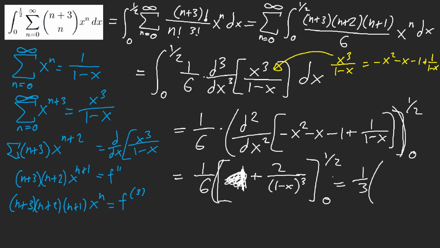Now I'm just going to take that 2, it becomes 1/3. Now we plug in 1/2, that becomes 8. And then plug in 0, that's 1. So our answer becomes 7/3, just like that. I believe that's correct. Yes, it is correct. Awesome. Well, there you go, 7/3. That is how you solve this integral very easily and quickly.